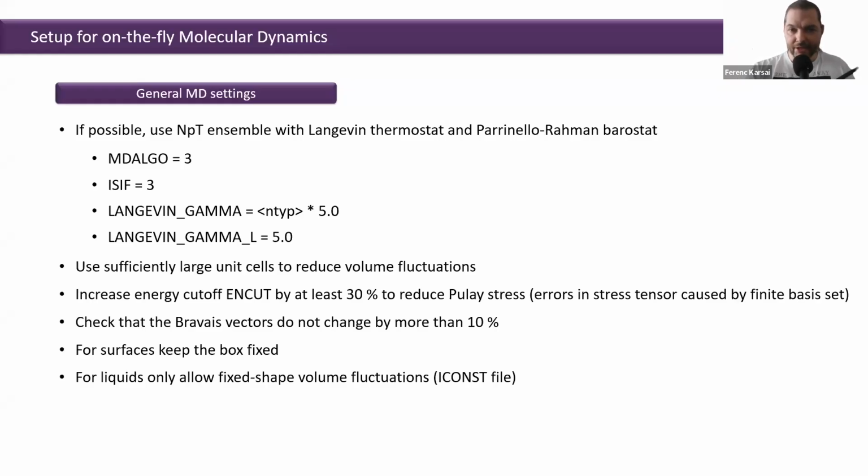Also use large enough cells to reduce the volume fluctuations, because you want volume fluctuations, but not too big. Hand in hand with this, you have to increase the energy cutoff by 30%, because due to these volume fluctuations, you can easily get into finite basis set problems or Pulay stress. Increase means that you take the ENCUT value that we would use and take a 30% higher ENCUT value.